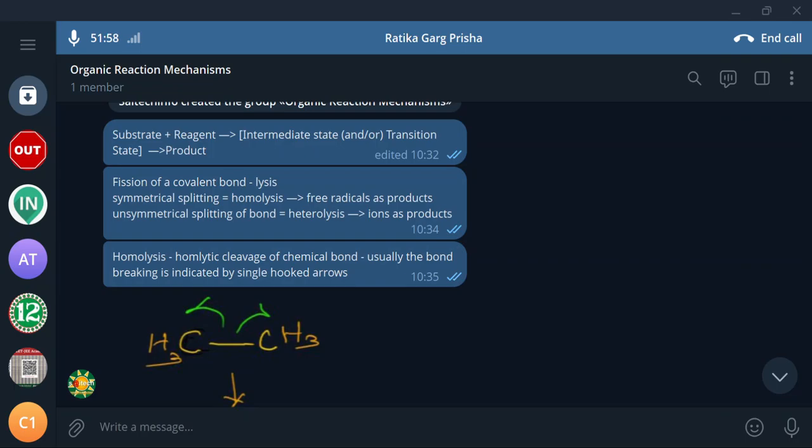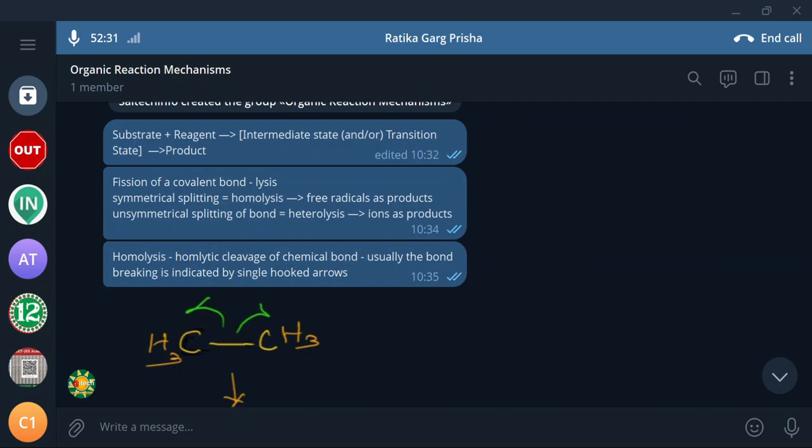What do you call lysis? Lysis is basically cleavage. Very good. What do you mean by homolysis? Homolysis is also a cleavage of a chemical bond, and basically it is shown by a single hooked arrow, where the bond is divided symmetrically into two different parts. Very good.